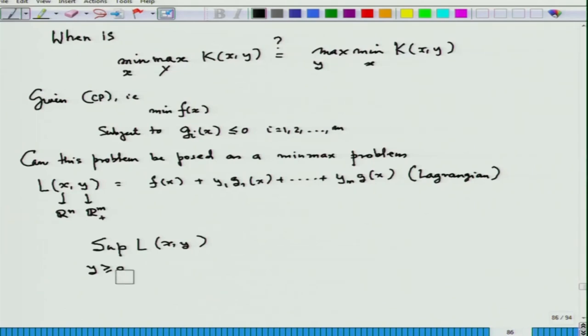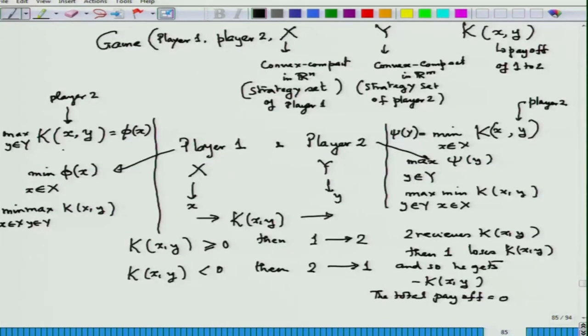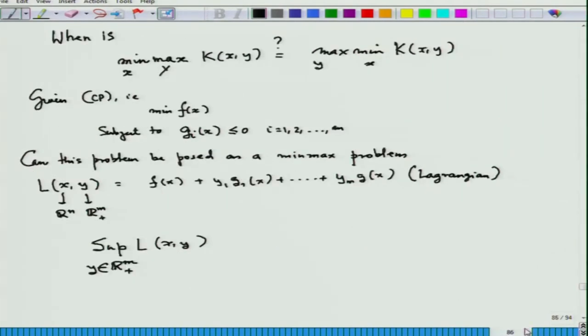If you do not like this symbol which reminds you of real numbers, I will just write it like this. This is exactly the first step here in K(x, y), the max of K(x, y). This is exactly the step we are doing at this moment. Now, what does this give me? It gives me something interesting.